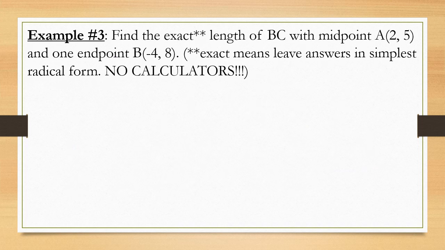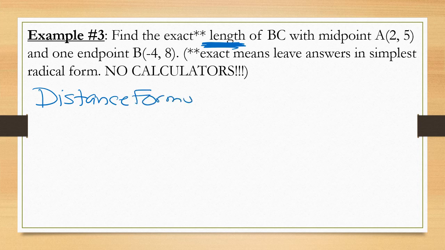All right, excellent. So now example 3 says find the exact length. So the fact that you see the word length right here in your problem really just has you going to the distance formula. Okay, and it says find the length of BC with midpoint A 2, 5 and one endpoint B -4, 8. So what's going to happen is I have an endpoint and a midpoint, and I really need two endpoints to use the distance formula. So I'm going to start out by using ME.